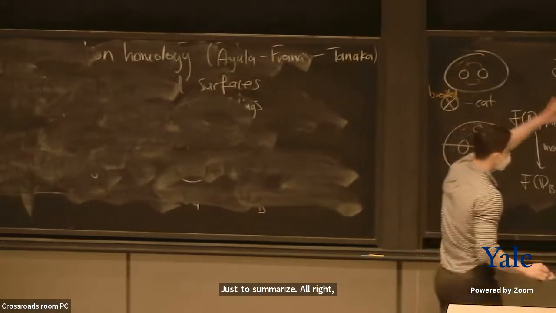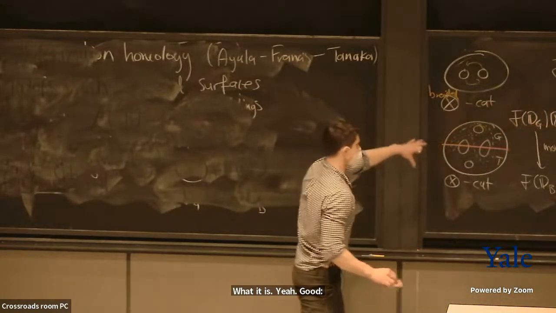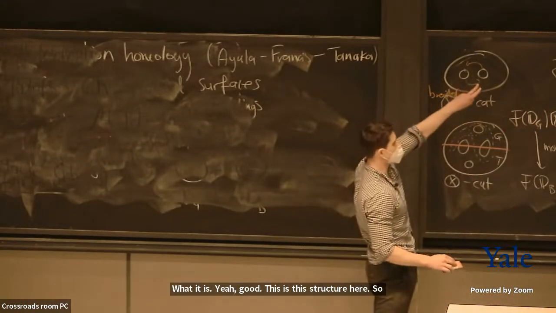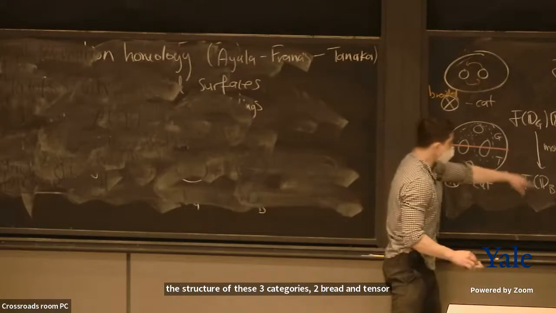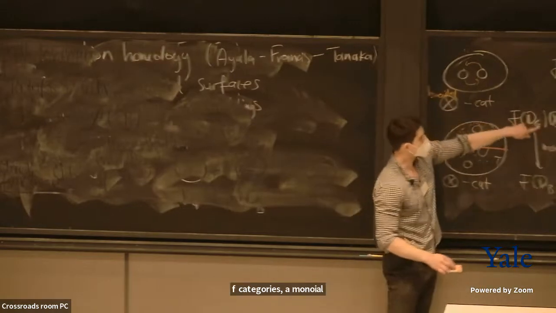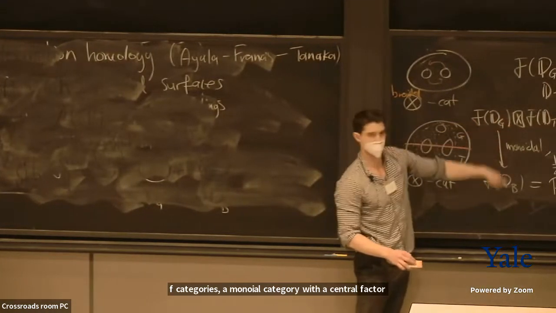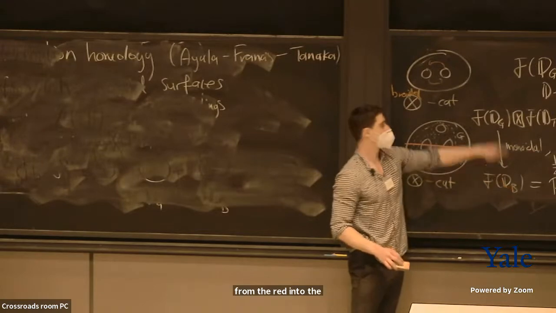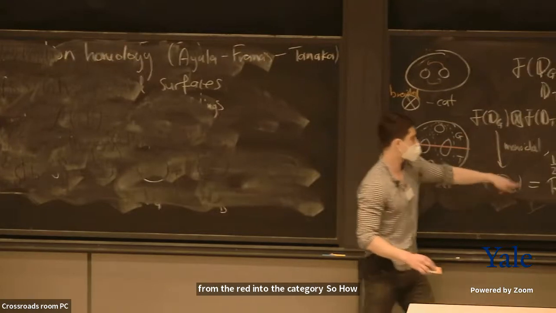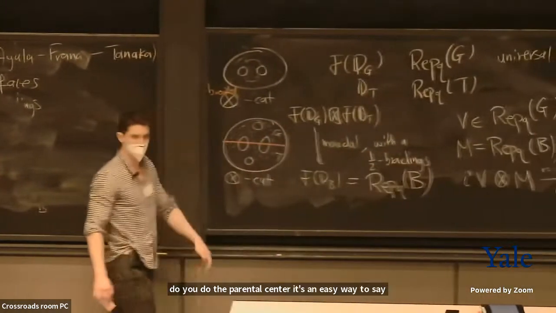So it's this structure here. The structure of these three categories: two braided tensor categories, and a monoidal category with a central functor from the braided tensor category. A functor to the Drinfeld center is a fancy way to say this thing I said about the half braidings.